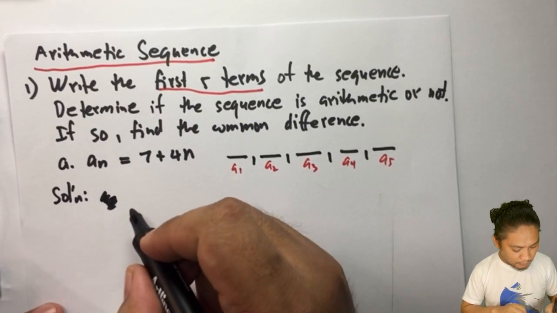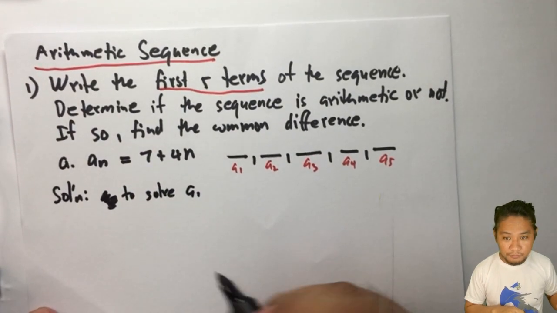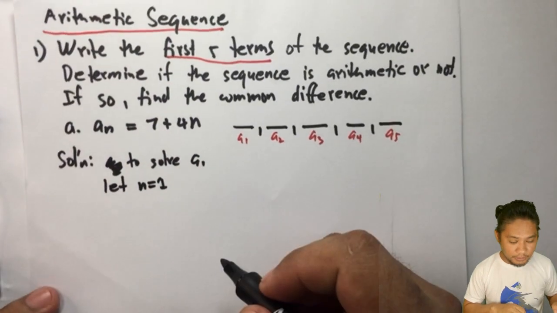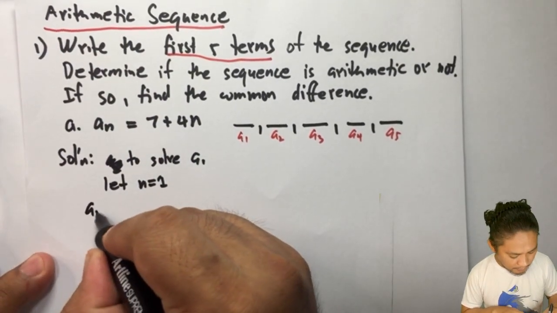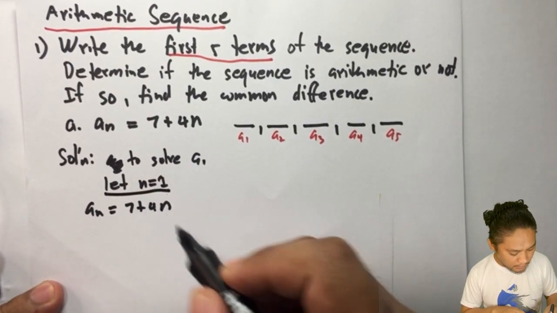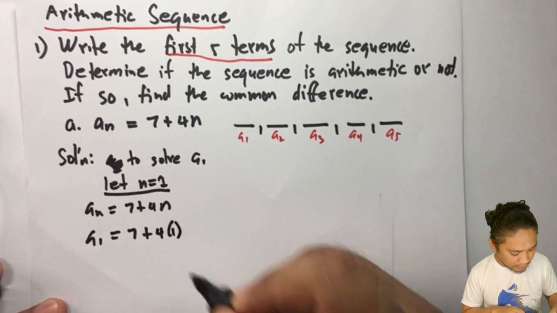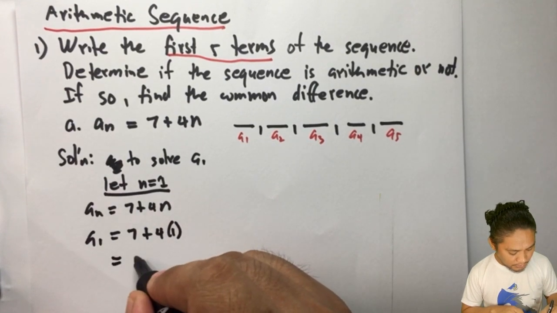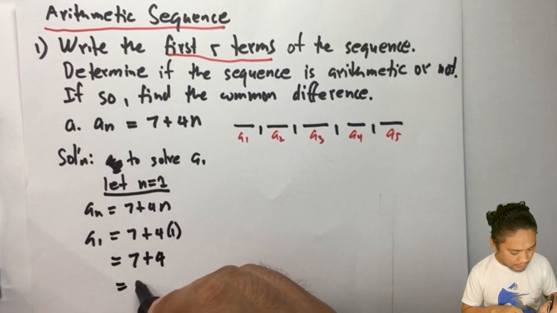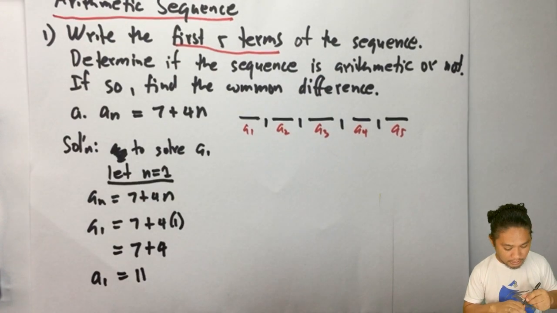So to solve for the first term, we let n be 1. So for a sub n equals 7 plus 4n, we let n equals 1. So a sub 1 is equal to 7 plus 4 times 1. And 4 times 1 is of course 4, and 7 plus 4 is equal to 11. So that means our a sub 1, or first term, is 11.